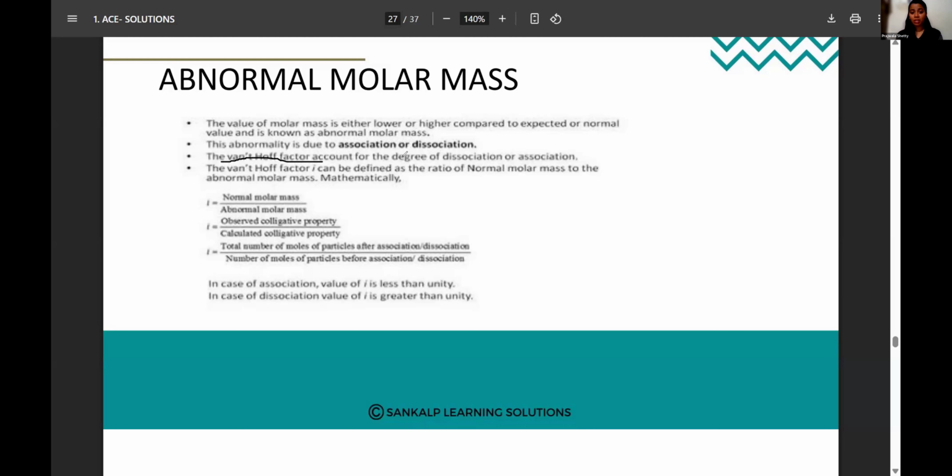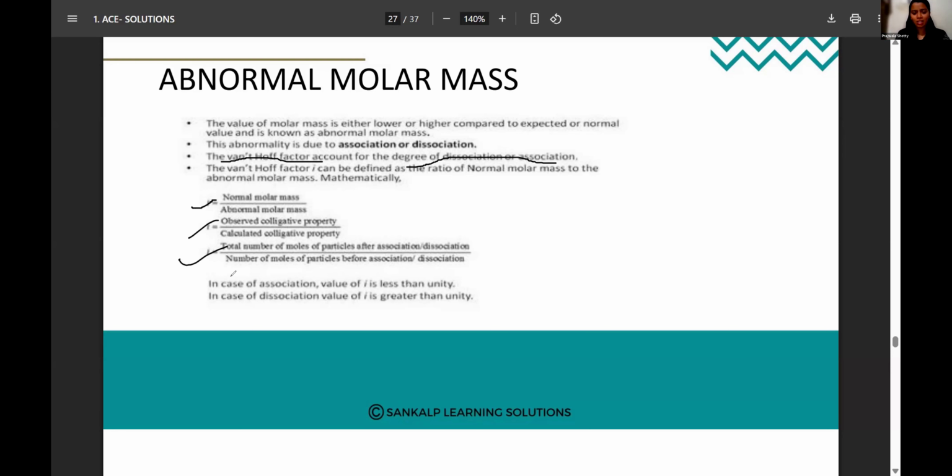And for another 1 mark, they ask about the degree of dissociation or association, whether it is dissociated or associated. See, the first formula is normal molar mass by abnormal molar mass. Normal by abnormal, very easy. Then observed colligative property by calculated colligative property. Then total number of moles of particles after association or dissociation by number of moles of particles before dissociation or association. These are simple, 3 formulas, so please make sure that you study all 3 formulae.